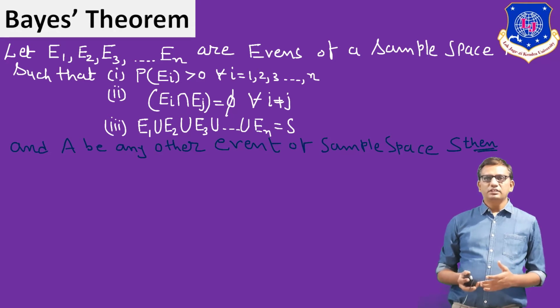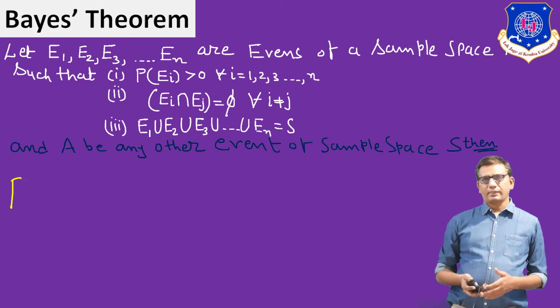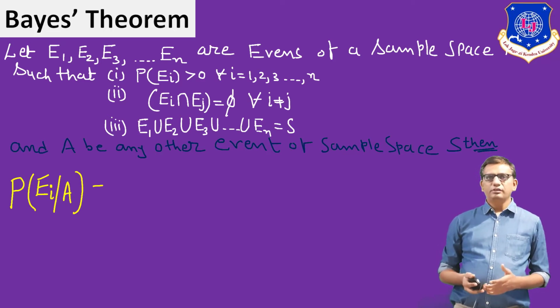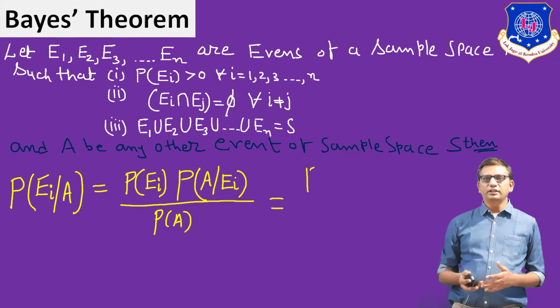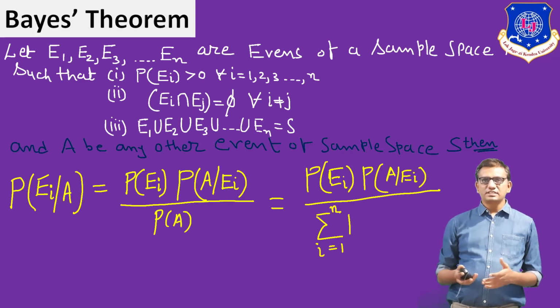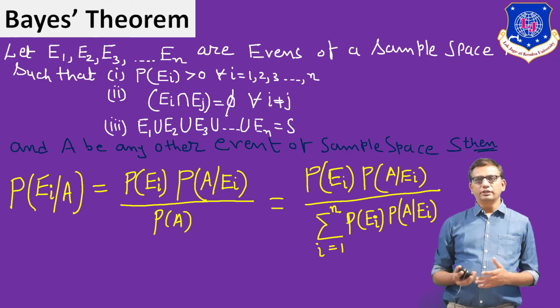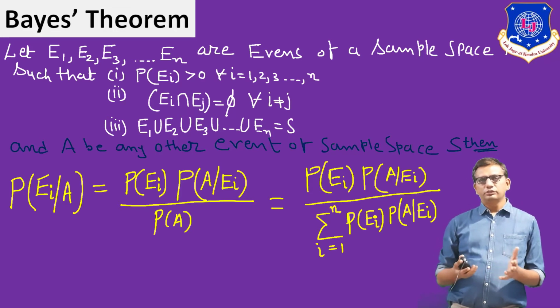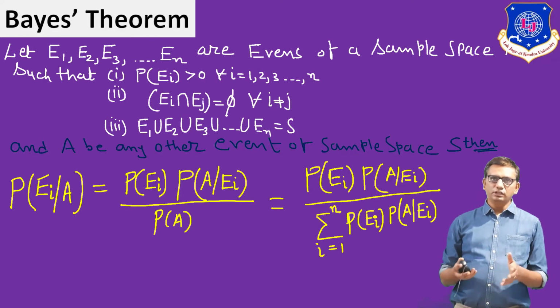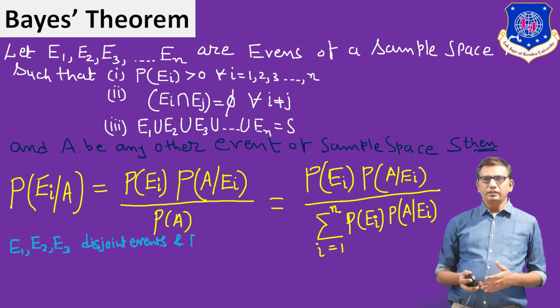So A is any other event and it may intersect all the partitions, and now the probability of Ei given A is actually our posterior probability. It is calculated like this: probability of Ei times probability of A given Ei, upon probability of A, and the probability of A is also calculated by the total probability theorem. We already studied this concept in the previous slide, the total probability theorem, so I am writing it here.